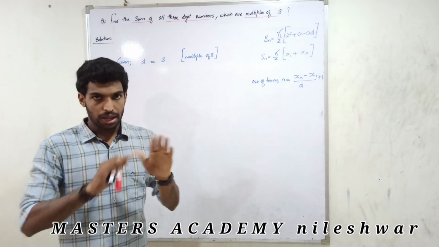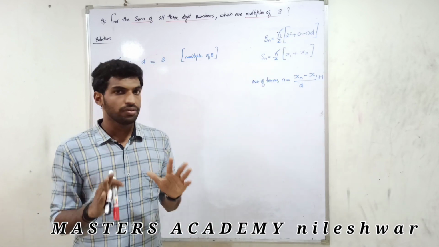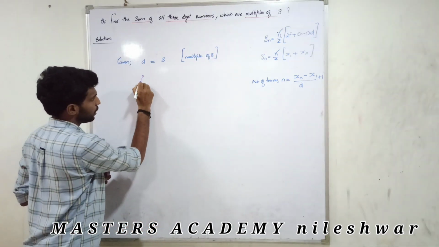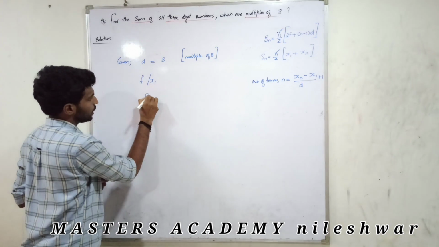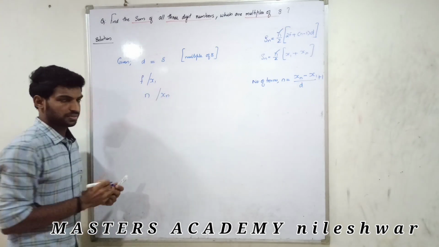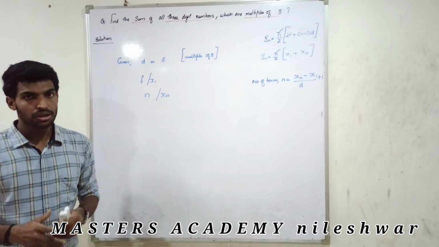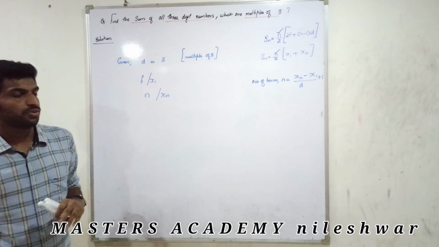So, in a nutshell, in this question we need d, f or x1, then n, and the last one is xn. These are all the required items for solving this particular question. I will do them one by one, so listen carefully.